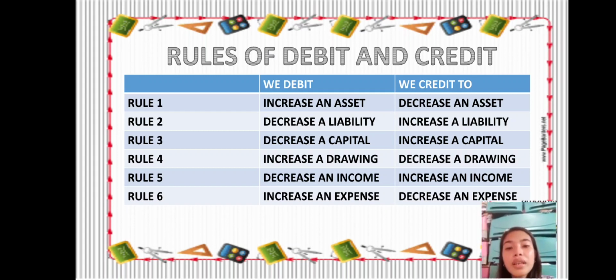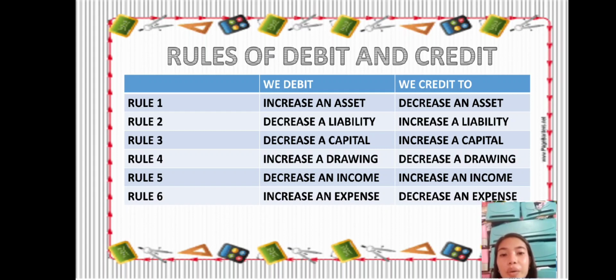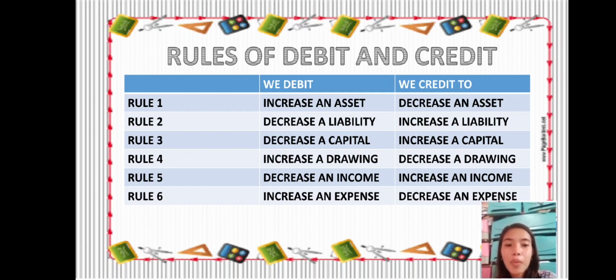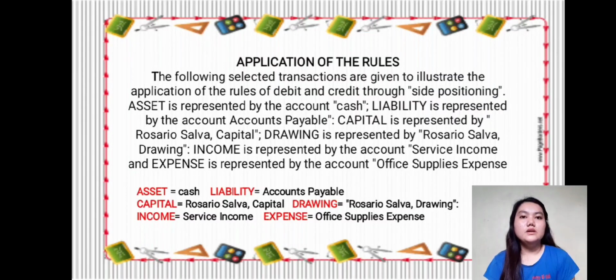Rule number 4, in debit, increase a drawing, while in credit, decrease a drawing. Rule number 5, in debit, decrease an income, while in credit, increase an income. Rule number 6, and lastly, the application of the rules will be reported for the next report. So, application of the rules.